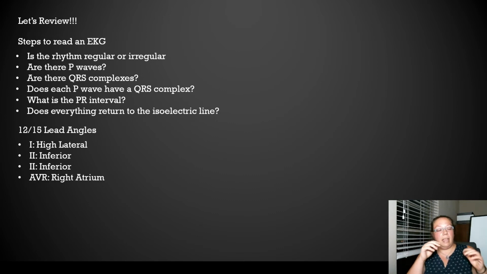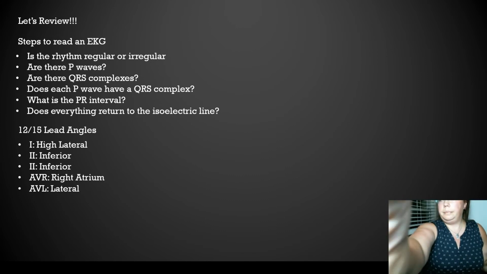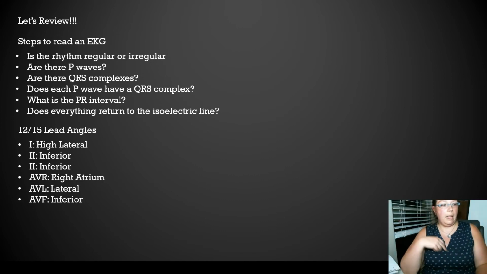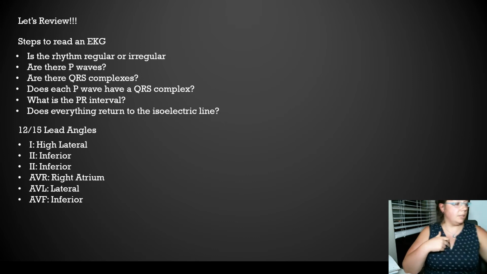Now we have AVR. So now we're looking at the center of the heart out. So we've got AVR, we're looking out towards the right atrium, towards that right shoulder lead. We've got AVL, it's looking at that lateral heart. Then you've got AVF, right? AV foot, you're looking down, inferior. Looking down, inferior, at the bottom of the heart.